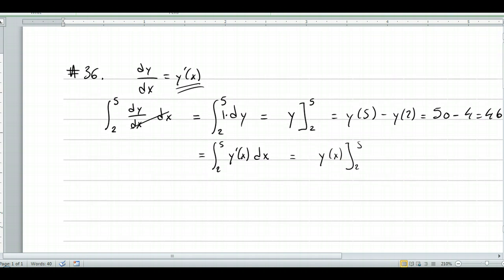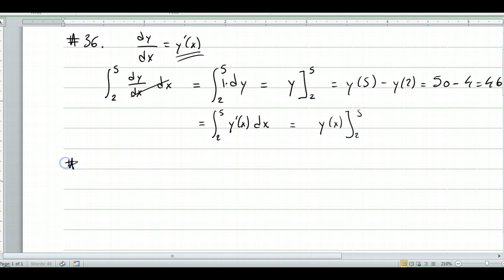Okay. All right, question 37, the average value. Well, this is a calculator question. Don't waste time trying to do things by hand. You need to know the formula for the average value, right? 1 over b minus a, so here it's 1 over pi minus 1, times the integral from 1 to pi of e to the negative x times sine x dx.